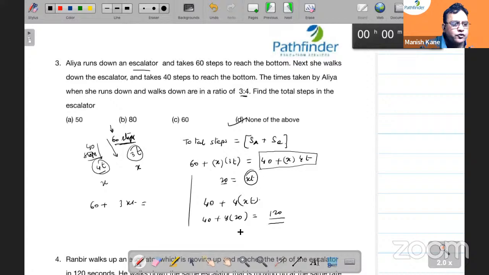The key here is to understand that when the escalator is moving in the same direction as the person walking or running, the total steps must be equal to the steps moved by the escalator plus the steps moved by this person. I hope that part is clear to all of you.